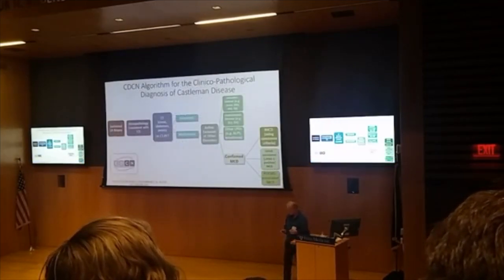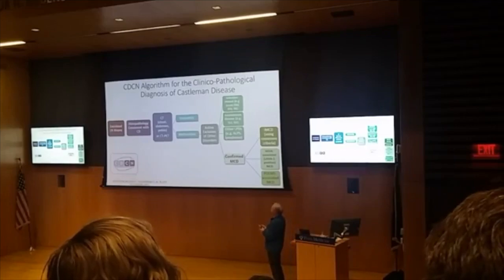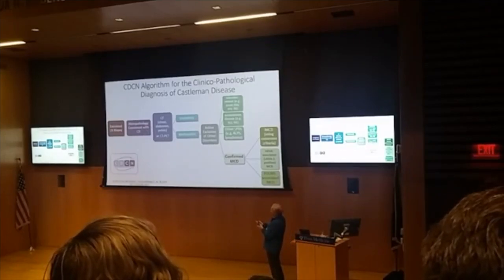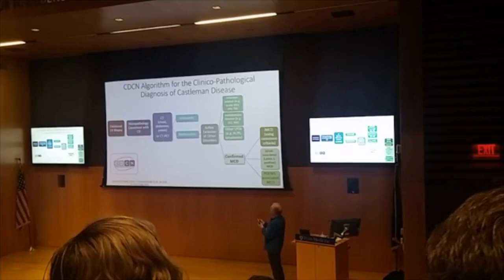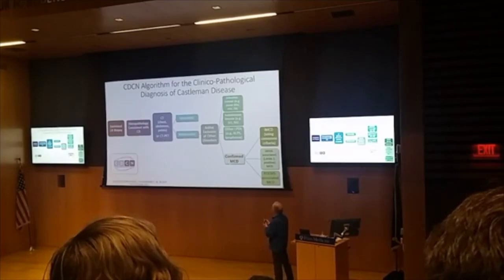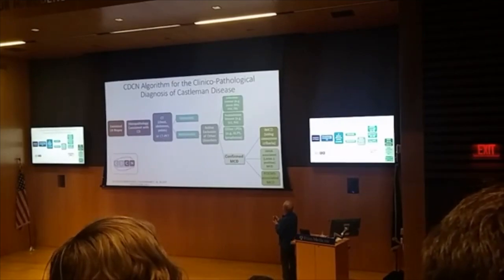So here's the algorithm. You start with doing the biopsy. The lymph node needs to look consistent with Castleman's disease. Then you determine the extent of the disease. You exclude other disorders. Then you have multicentric Castleman's disease.